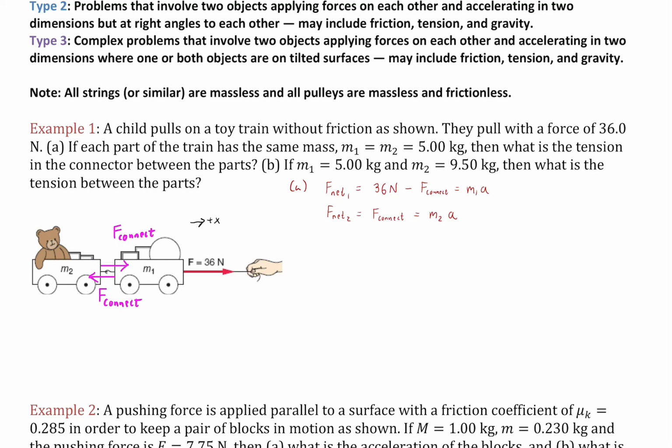Why is that? Well, let's look at it. There's only a single force acting on M2. It's just F connect, and it's acting in the positive x direction. Whereas for car 1, there are two forces: the external pulling force and the connecting force between them, the tension between them, but it's acting backwards. So that's why it's negative. Now the acceleration I identify as positive because I assume the carts are going to accelerate in the positive x direction. In fact, they have to because there's no force preventing them from. There's no friction here.